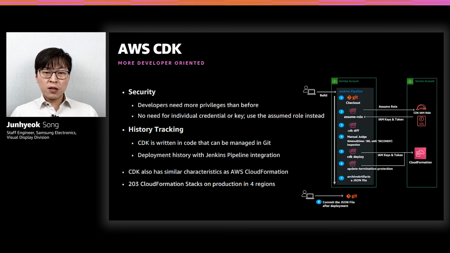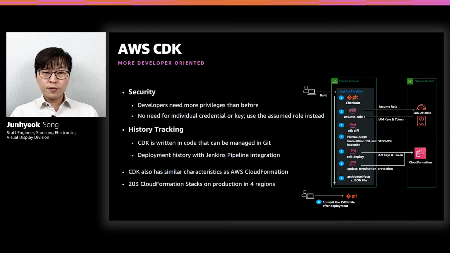To prevent deletion, enable termination protection and archive JSON CloudFormation template files. As a final step after deployment, the JSON CloudFormation template files will be committed to Git for history tracking.